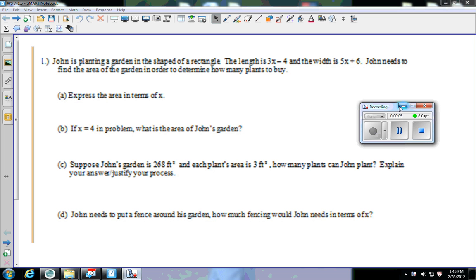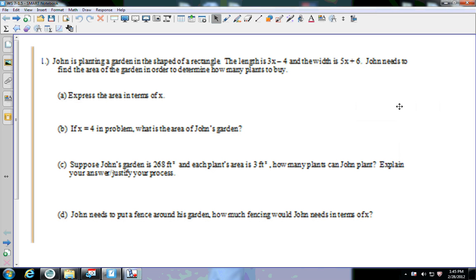In this video, we're going to deal with some of the applications of multiplying polynomials. It says John is planting a garden that is shaped as a rectangle. The length is 3x minus 4 and the width is 5x plus 6. John needs to find the area of the garden in order to determine how many plants to buy. First off, area we know should be length times width.